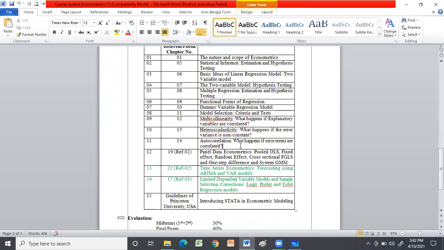ওকে, সো সেই ক্ষেত্রে আমার আর বাকি আছে অ্যাকচুয়ালি 3 চ্যাপ্টারস রিমেইনিং: panel data econometrics, time series econometrics, and limited dependent variable econometrics. These 3 chapters are actually based on the advanced econometrics.